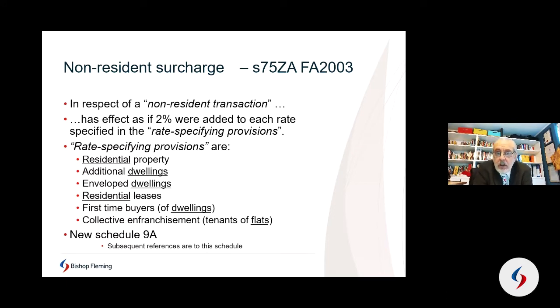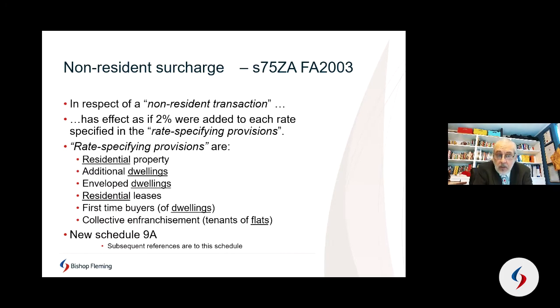And then we have to look at the rate specifying provisions. We've currently got 8 SDLT rates, 6 caught by this. And if you look at the list on the screen, you'll see a theme. It's a residential element. Residential property, the normal table A, the additional dwellings, which is the 3% surcharge, so we add 2 more percent. Envelope dwellings, the flat 15% that can apply in certain cases, is now a flat 17% if you're caught by these rules. Residential leases add 2%.